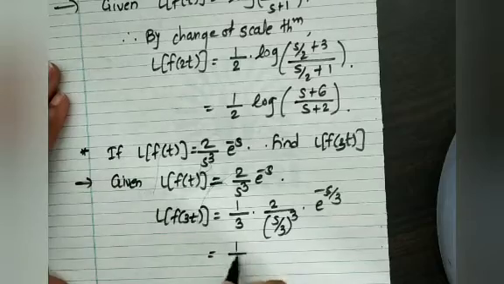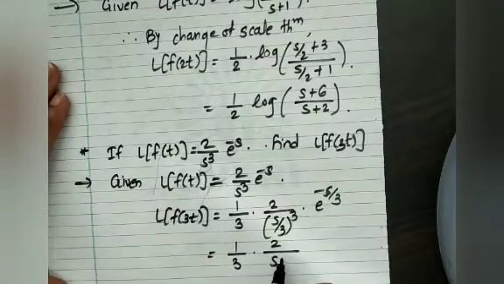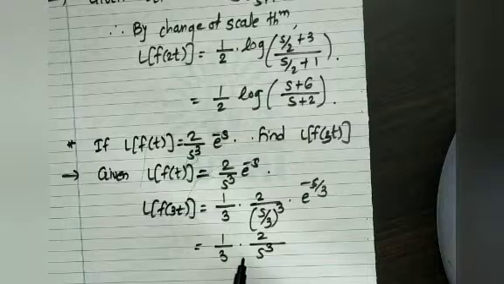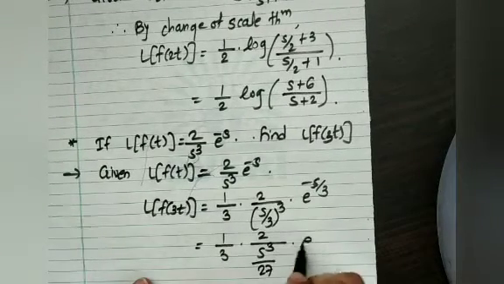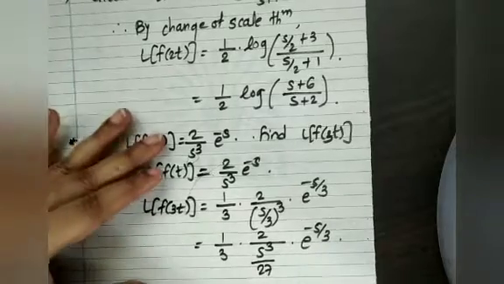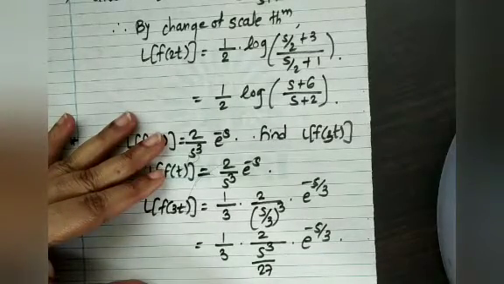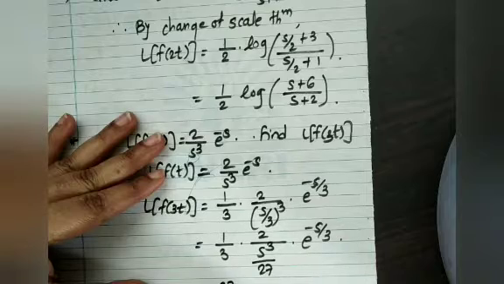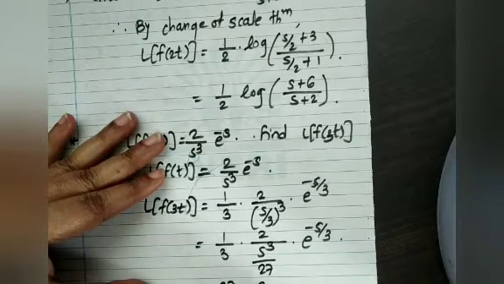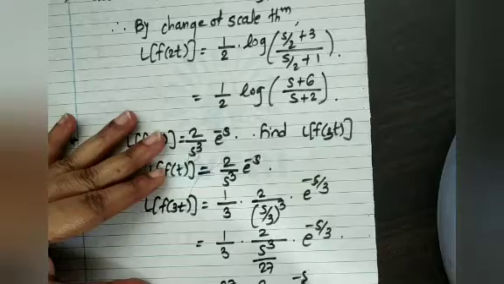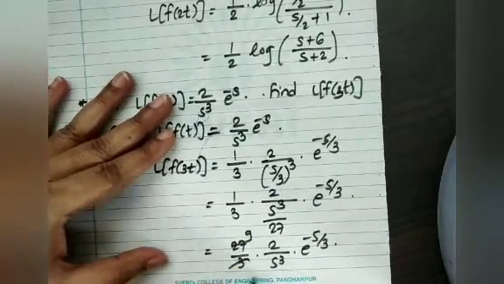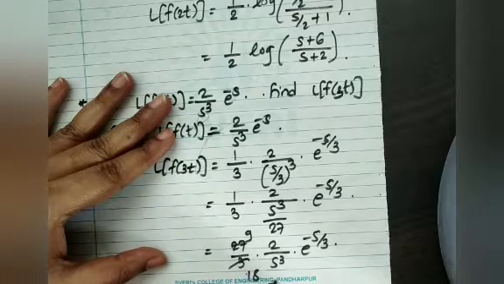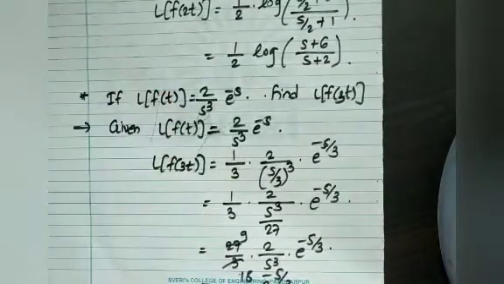That is 1 by 3, 2 upon s cube upon 3 cube, 27, into e raised to minus s by 3. That is 27 by 3 into 2 by s cube into e raised to minus s by 3. 9. 18 by s cube into e raised to minus s by 3 will be the answer.